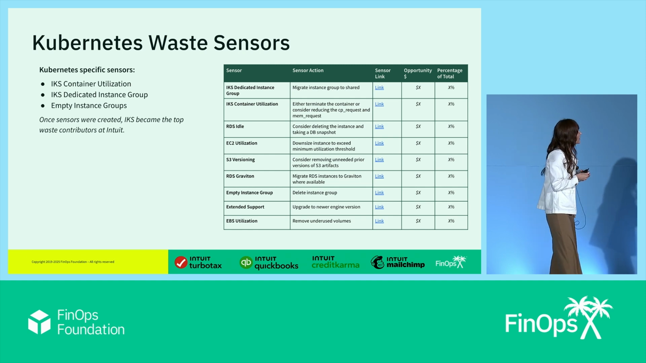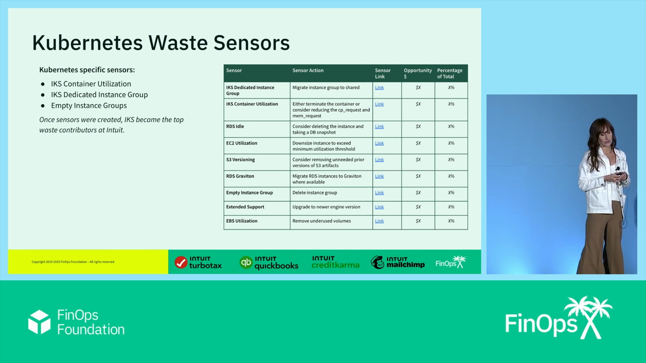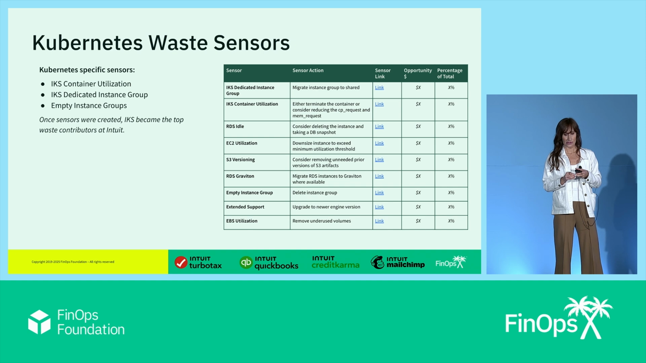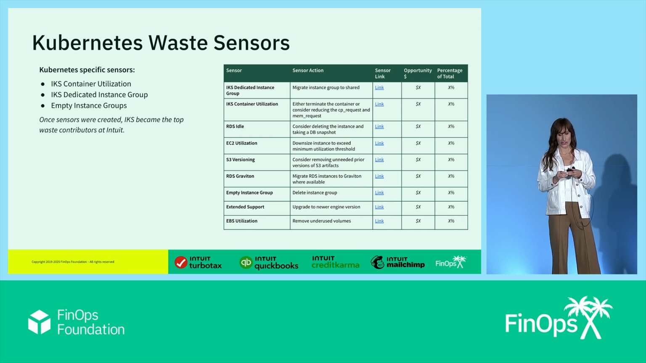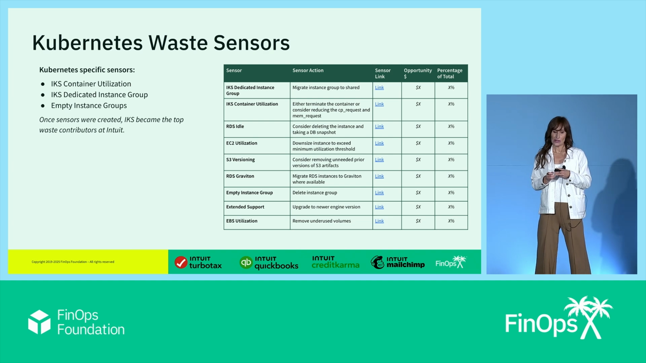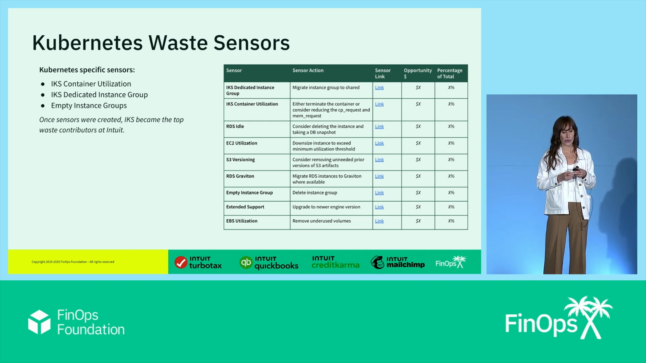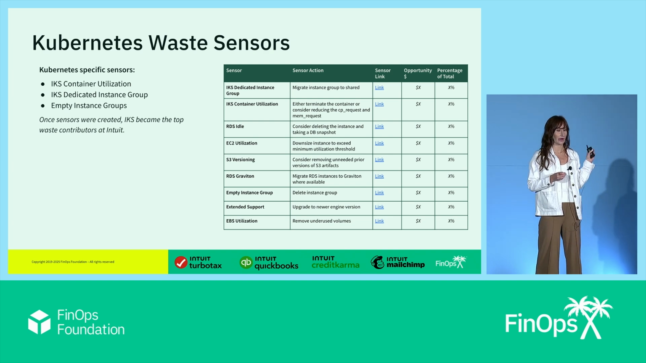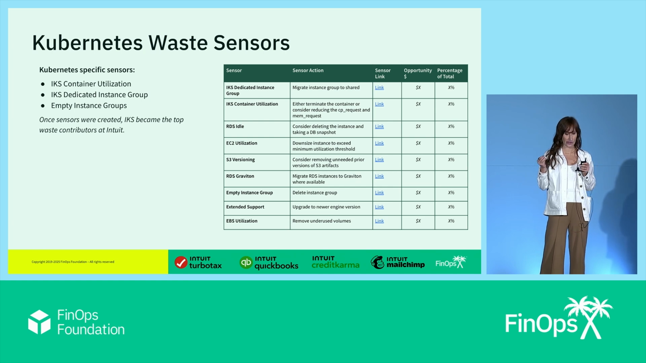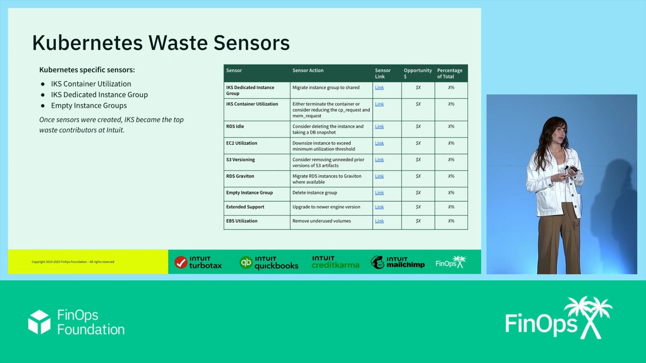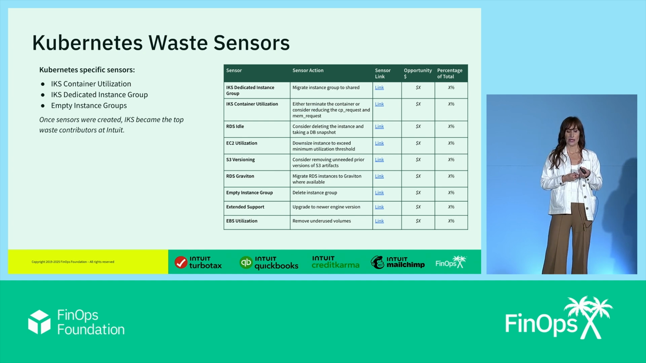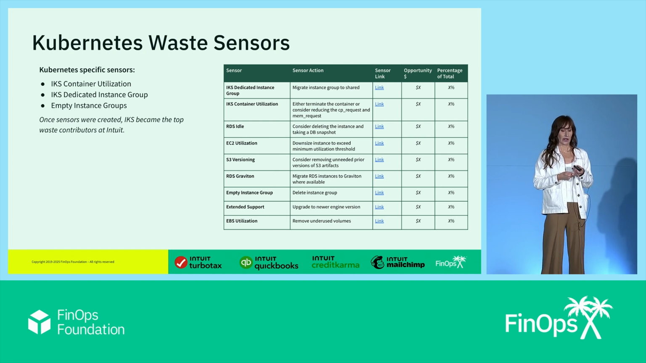Okay, so now you know how we allocate costs. Let's move to waste sensors and effectively managing our waste. So at Intuit, we employ a variety of different sensors. We combine both the AWS out-of-the-box Trusted Advisor solutions and Compute Optimizer, and then we also build our own internal sensors as well. And so we have the cloud cost tools.